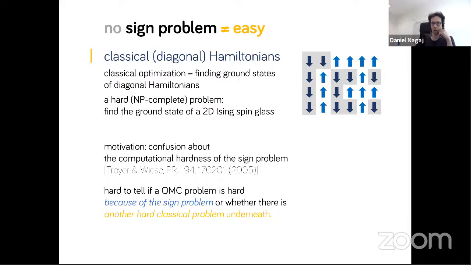Well, the motivation for why we want to understand this: where does the hardness lie? Does the hardness for quantum systems lie in transforming them into a system without the sign problem? So was it hard because of the sign problem? Or was it hard because there's some hardness inherently even after you get rid of the sign problem? Both of these steps can be difficult, and there has definitely been some confusion about this in previous papers. So we wanted to sort this out.